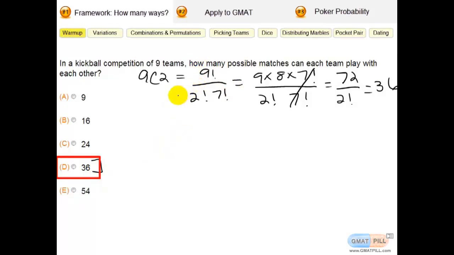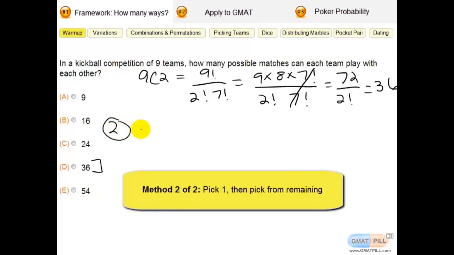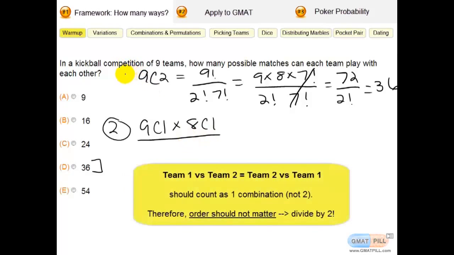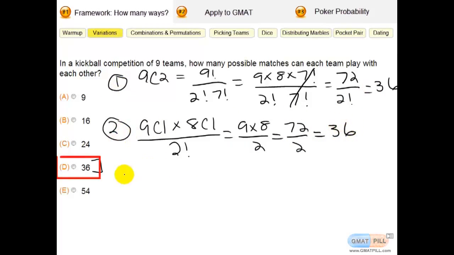Now, let's say we're really bad at factorial calculations. What's another way of doing this? This is the preferred way, method 2. Another way of doing it is out of 9, choose 1, then out of the remaining 8, choose 1. And does order matter? Well, team 1 playing team 2 is the same as team 2 playing team 1, so order does not matter. We have to divide by 2 factorial, and it's basically 9 times 8 over 2, and that's 72 over 2, and that's 36. So again, this is method number 1 over here, and this is 2 over here. Either way, you get 36, answer choice D.